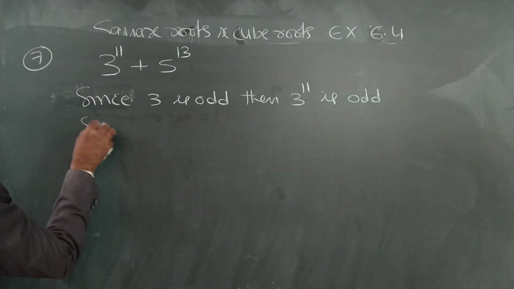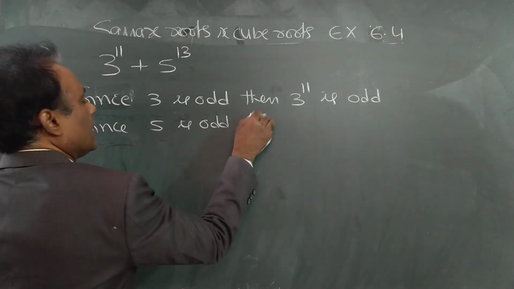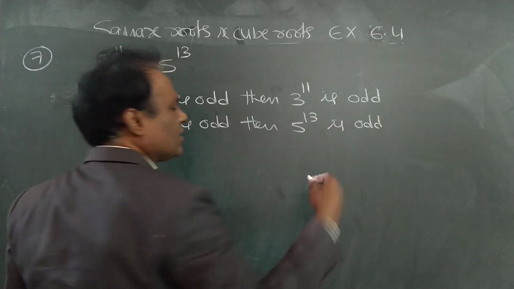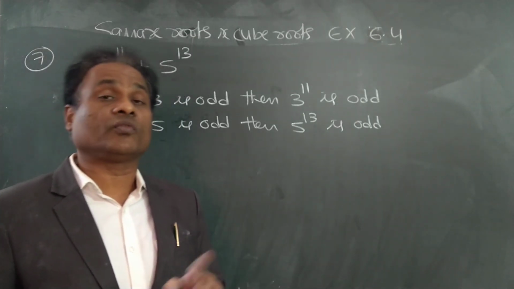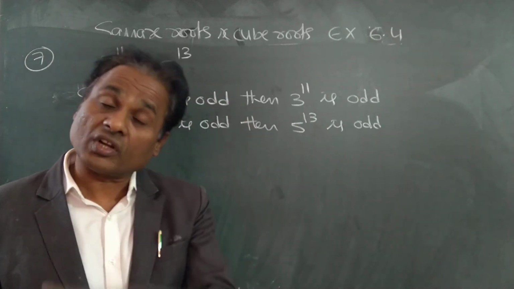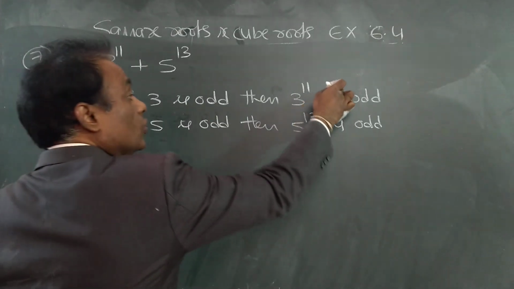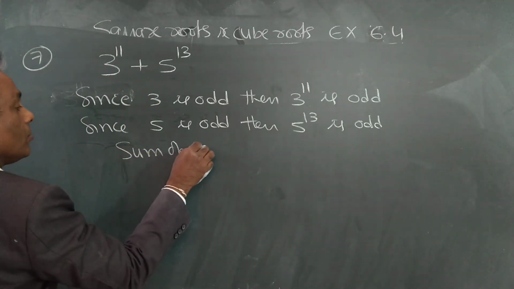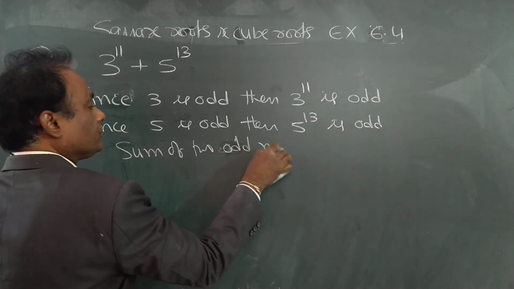Next, same way, since 5 is odd, then 5 power any number is odd. 5 is an odd number. 5 into 5, 25 is odd. 5 into 5 into 5, 125 is odd. 5 into 5 into 5 into 5, 625 is odd. So 5 power anything is an odd number. The sum of two odd numbers is even.